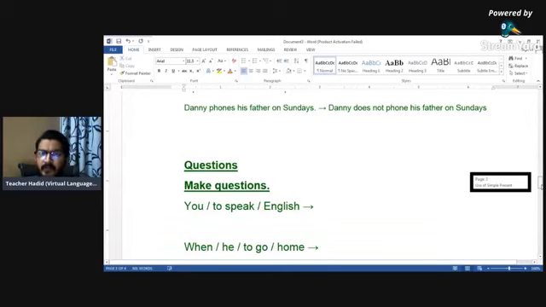So instead of every Sunday, he's saying Sundays. I can say Danny phones his father on every Sunday. Instead of phones, you can also say calls. It will also be acceptable. In Pakistan, we don't say phones, but it does not mean it is wrong. It's common.